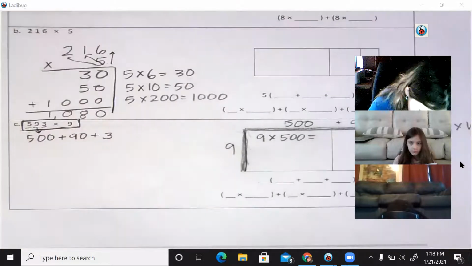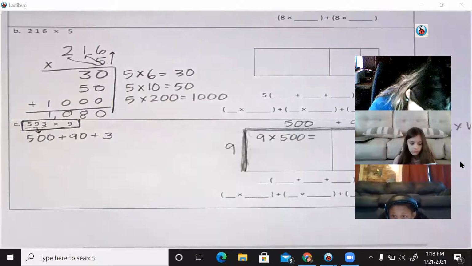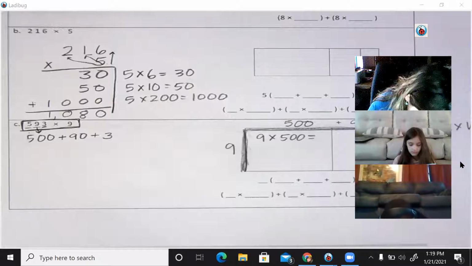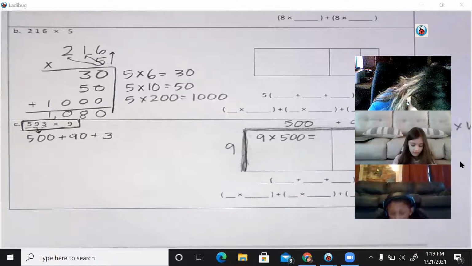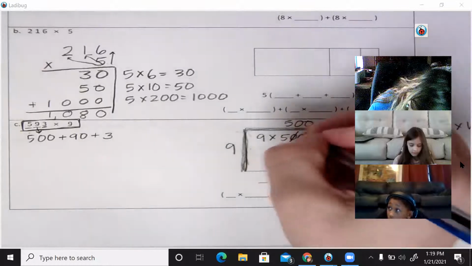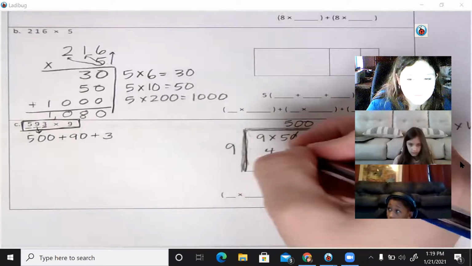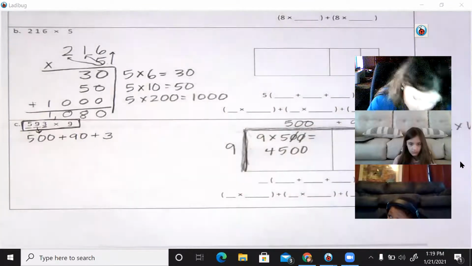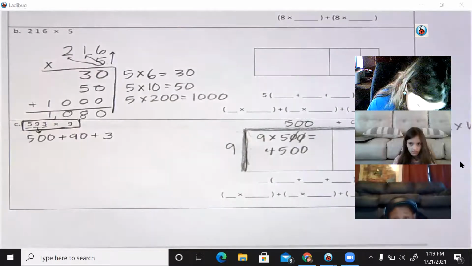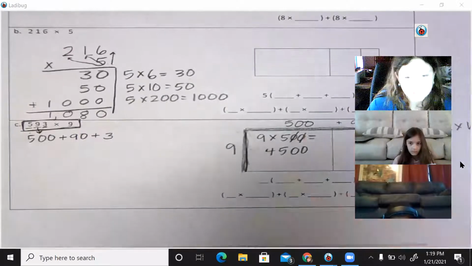Go ahead and tell me how to solve. You take off both your zeros and put it in the answer. Then 9 times 5 is 45, so 45,000. Did you say 45,000? 4,500. Very good.